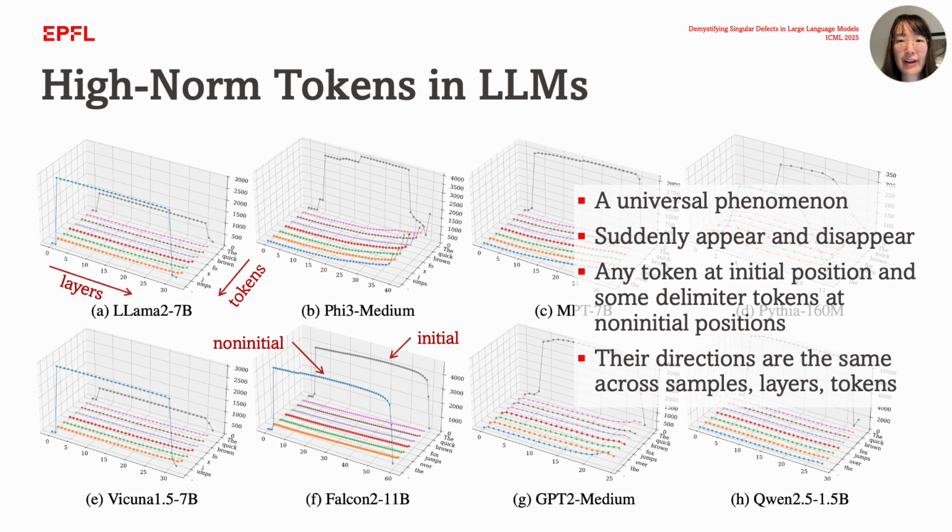The emergence of high-norm tokens is a universal phenomenon in contemporary LLMs. They often suddenly appear and disappear at the initial position of the text sequence, and sometimes appear in some delimiter tokens at non-initial positions. One interesting observation is that those high-norm tokens share the same direction, regardless of the input text, the layer, and the location in the sequence.